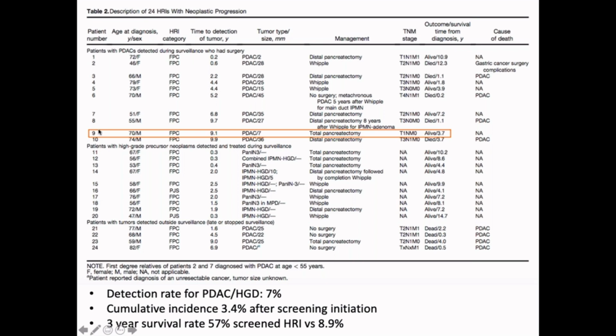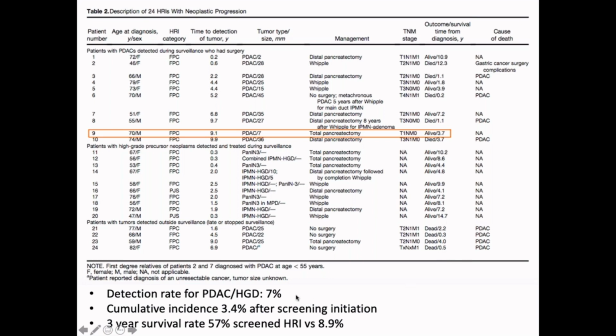Here I want to talk a little bit about the outcomes and the survival time from diagnosis. The first group here are those individuals with pancreatic adenocarcinoma who had surgery. The second group are those that had high-grade precursor lesions treated surgically, and we see that 100% of them were alive with surgical intervention. And the last group are those that had tumors detected outside of their surveillance interval, and we see the poorest outcomes here.